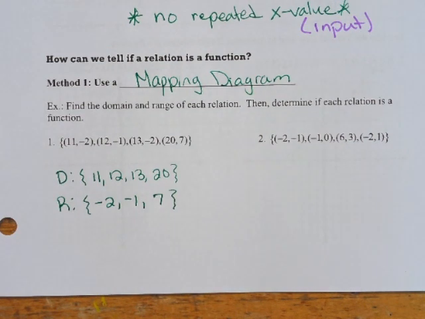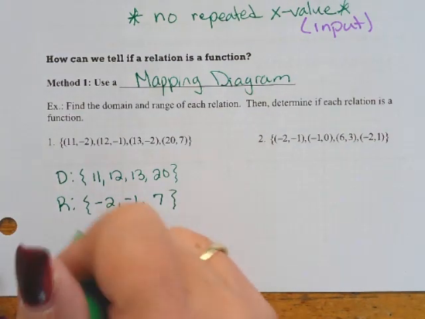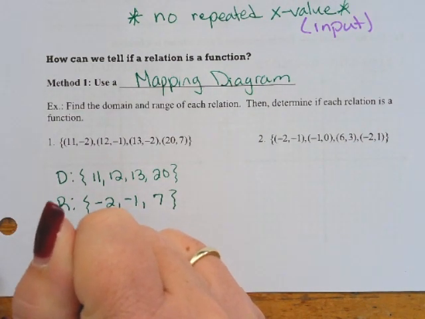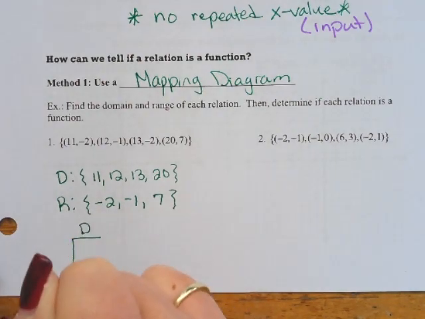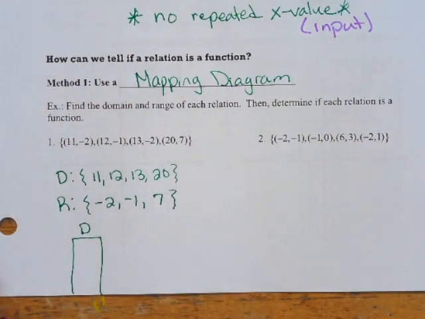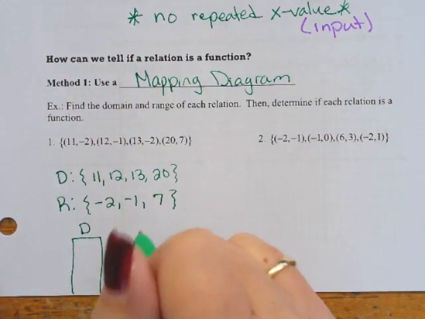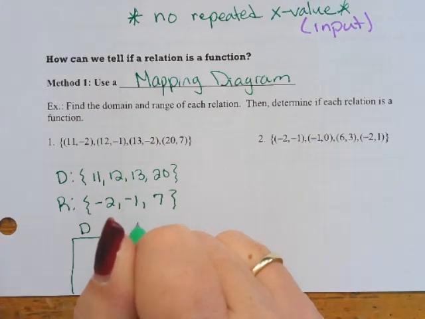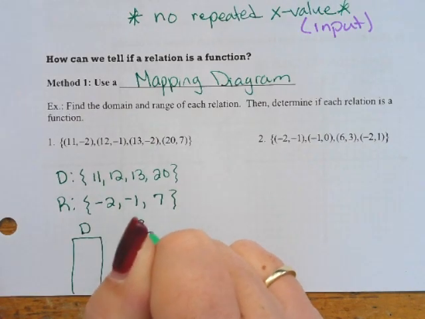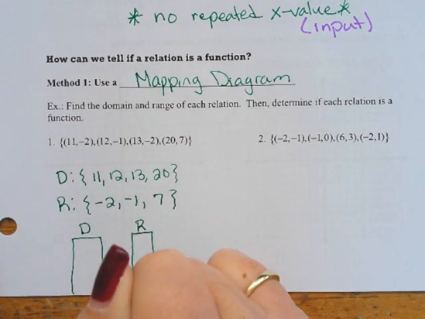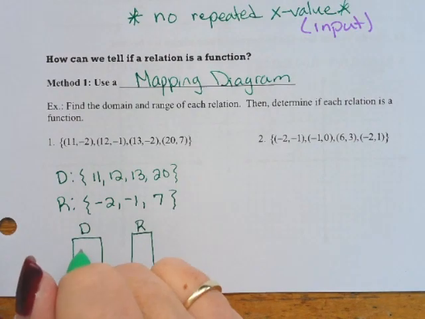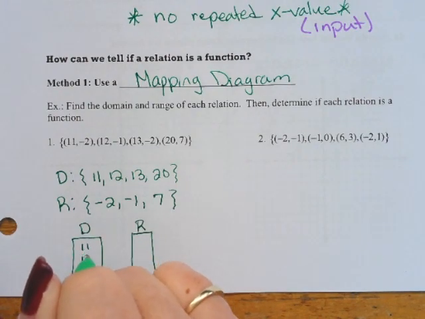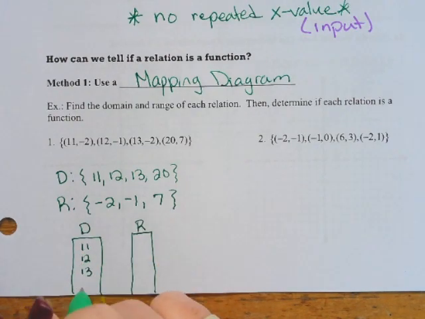So now that I have them in their own set, I can now map it out. When I map things out, I'm simply drawing a box for my domain and a box for my range. And I'm just going to write the numbers that I have in the set in this box.